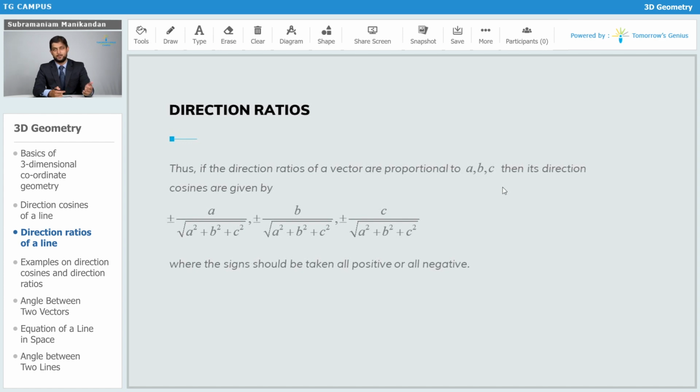So if A, B and C are such direction ratios, then the direction cosines can be obtained by plus or minus A upon square root of A square plus B square plus C square, plus or minus B upon square root of A square plus B square plus C square, plus or minus C upon square root of A square plus B square plus C square. Why is that? Why not something else? Because when we square them and add them, they become 1.